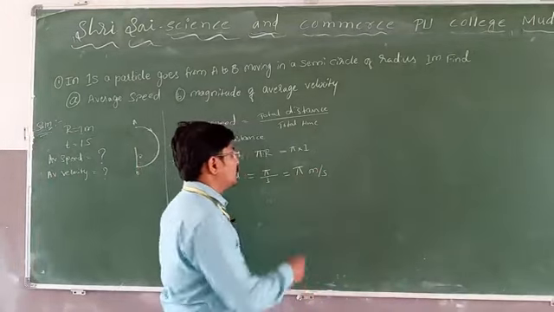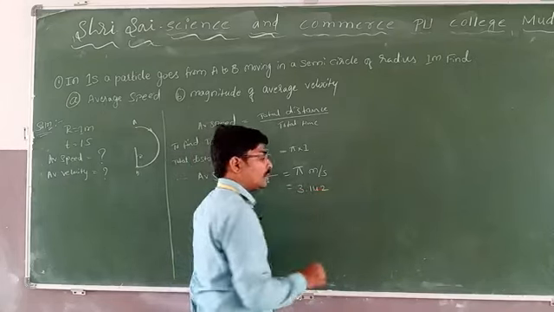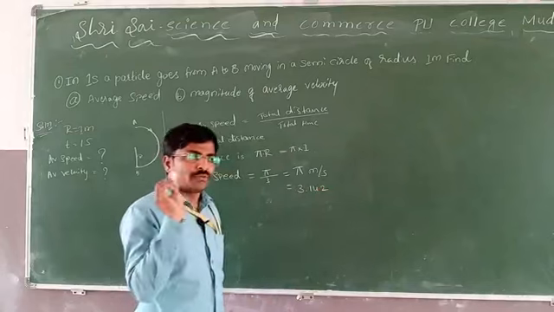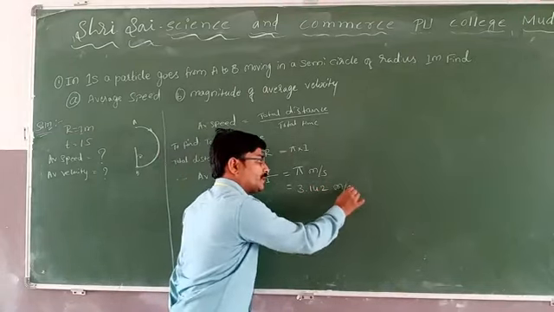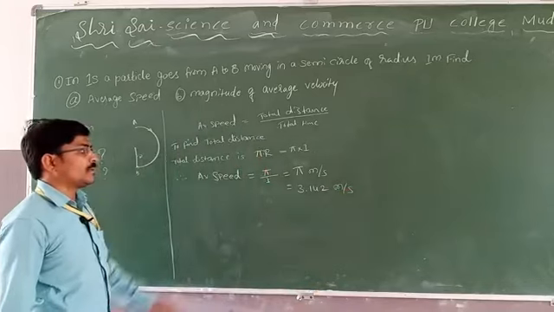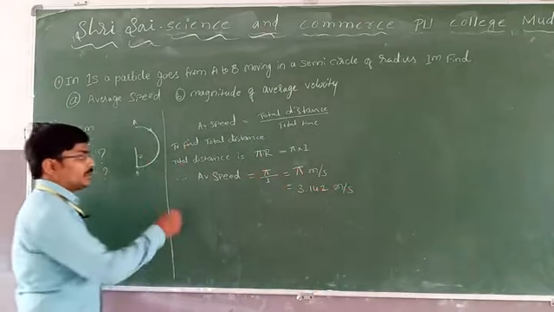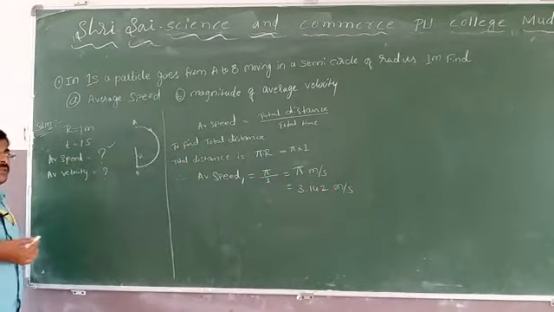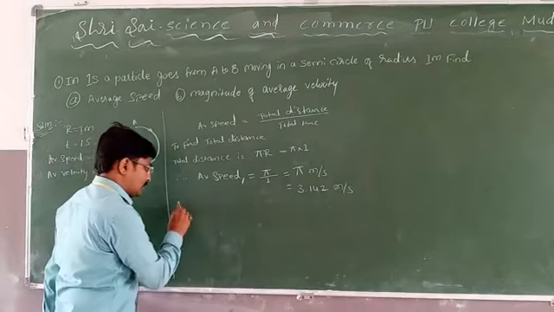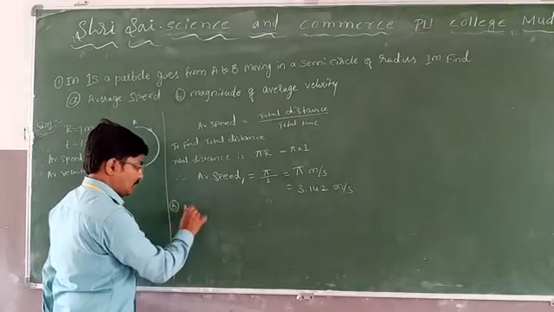What is the pi value? 3.142 or 22/7. So it comes to 3.142 meter per second. This is your average speed. What they asked, actually, average speed we calculated. Next we want to calculate the B part, average velocity.